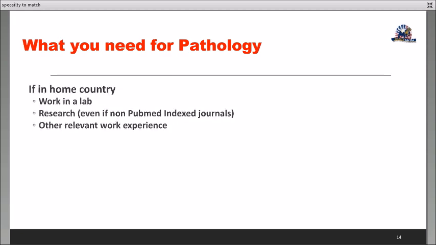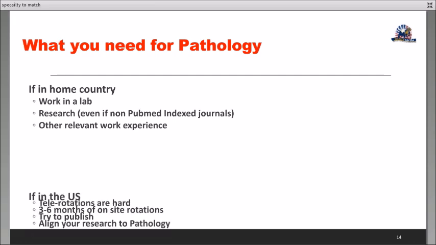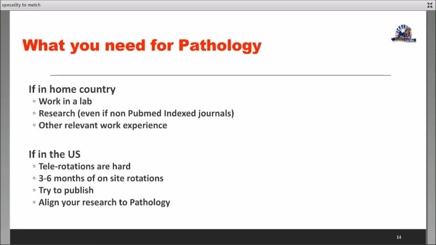How can you improve your pathology profile? If you are in your home country, then working in path labs, etc. helps. Research, basic sciences will definitely help, and relevant work experience or your home country residency. Now, telerotations are hard in pathology, so I don't know how useful that will be, but try to publish, and if you can get 3 to 6 months of on-site rotations, that will definitely help. And research, now what we have seen is many research, even if not directly in pathology, can be aligned to pathology. So if your research area can be aligned to pathology, that's a very good sign, and programs like it. So that may help you.